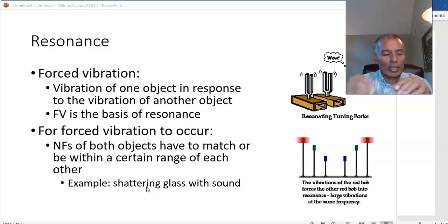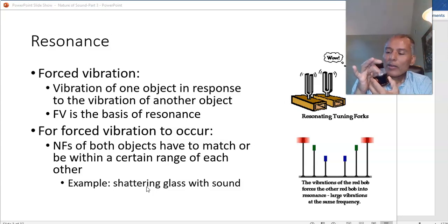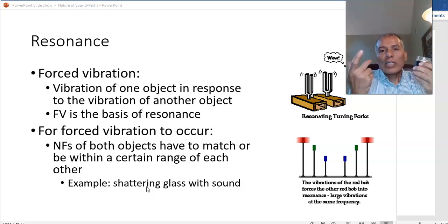So what is happening here is that the air in the glass vibrates based on the natural resonant frequency of the glass itself. Let's say, for example, it is maybe 550 hertz.